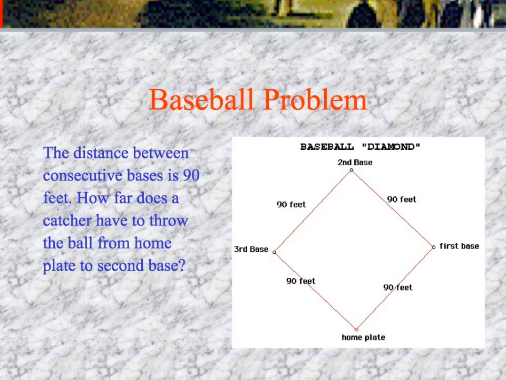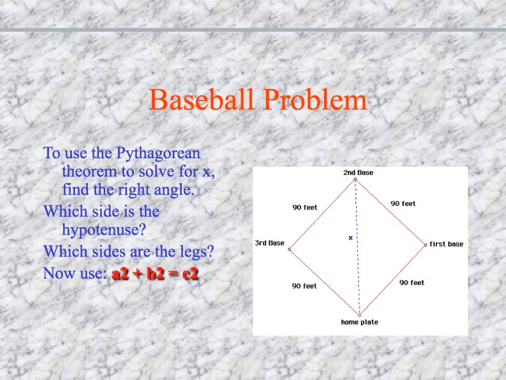Alright, so we've got a baseball problem. It says a baseball diamond is actually a square. So even though it's called a diamond, it's actually a square. So here's our square right here. And it says that the distance between two consecutive bases is 90 feet. So we've got to figure out how far a catcher throws the ball from home plate to second base. So we've got to find the distance from home plate to second base. We can use the Pythagorean Theorem to solve for this distance, x, right there.